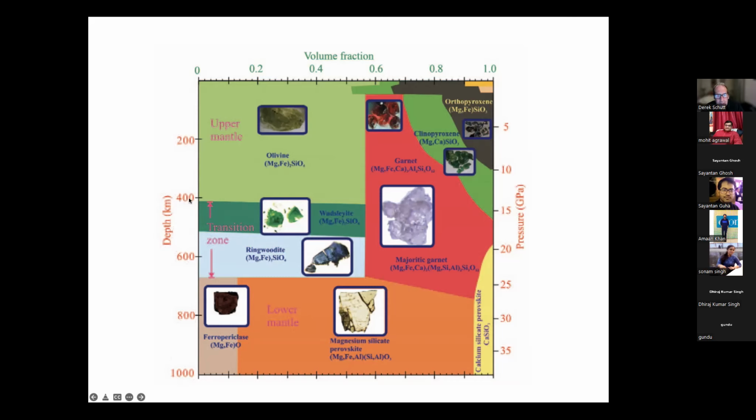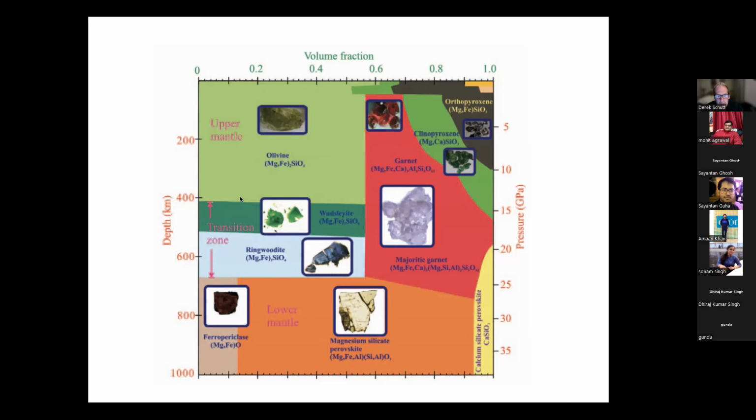And so in the upper mantle, which goes to the bottom of the transition zone here, we start out with olivine as your dominant mineral. Then we have garnet, clinopyroxene, and orthopyroxene. At shallower depths, above about 80 kilometers depth, the garnet turns into spinel. And above 30 kilometers depth, the spinel turns into plagioclase. So shallow upper mantle will have spinel rather than garnet, or plagioclase rather than garnet.